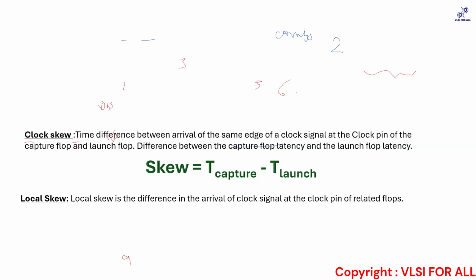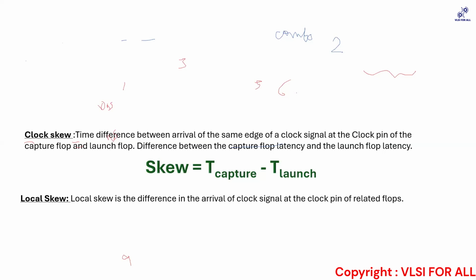Sometimes there are multiple clocks in your design. Related flops can have two different clocks. Then it is a clock domain crossing. That is a different concept. At that time, we can't say it's a local skew. That's a different concept, which you call a clock domain crossing. Then you have to use a synchronizer, and there are different steps.